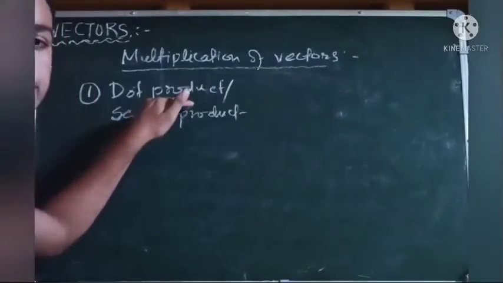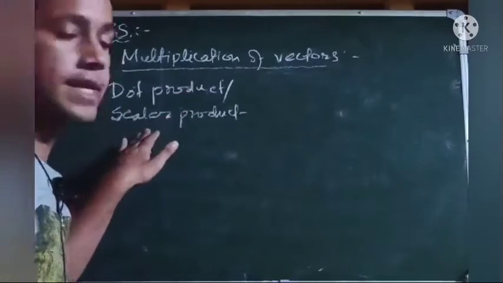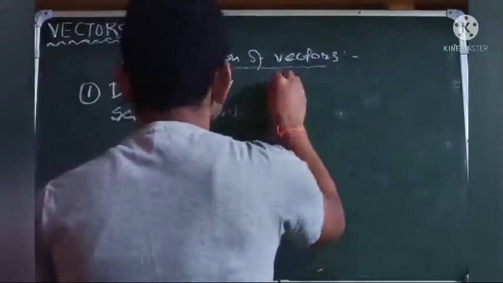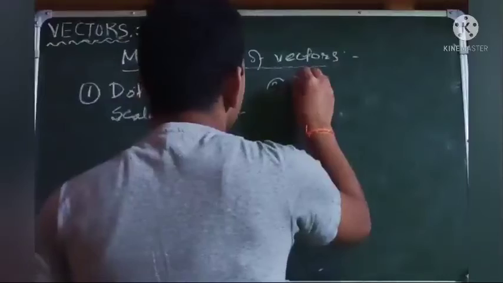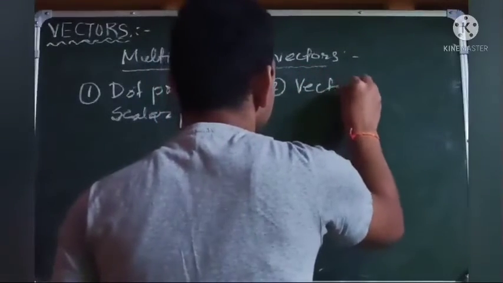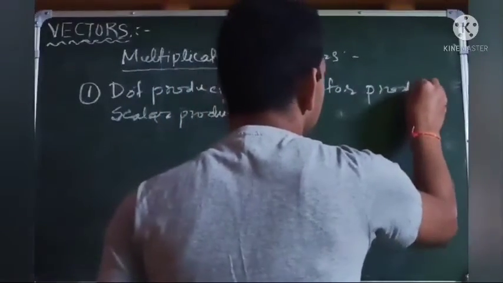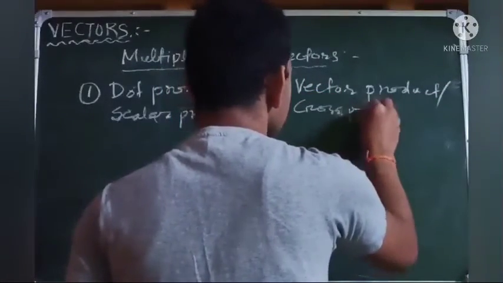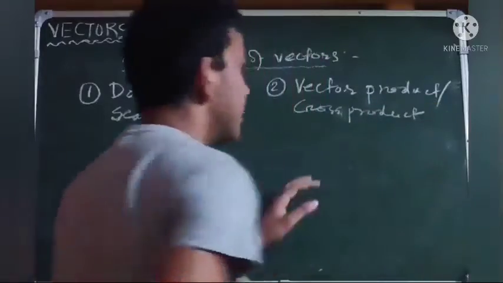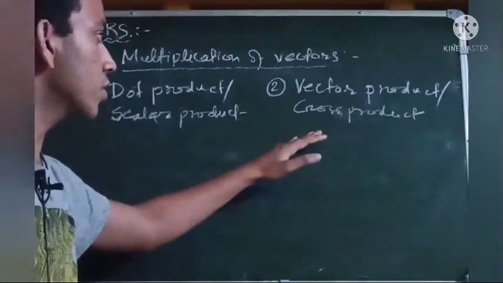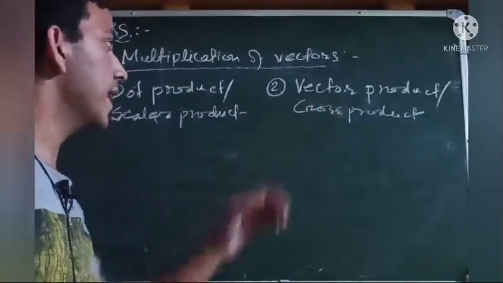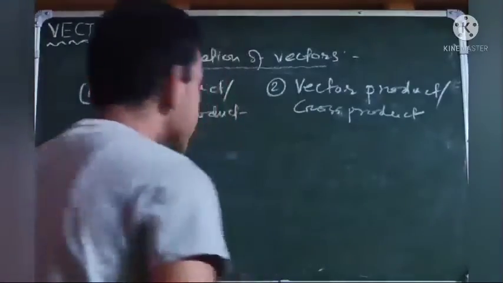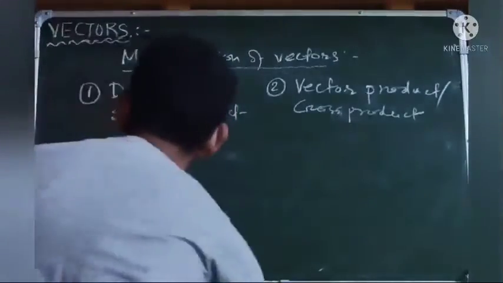In case of dot product, the result obtained is a scalar quantity, so that is why it is also named as a scalar product. And the second one is the vector product or cross product. As the name suggests, in case of cross product we are going to obtain the result as a vector quantity. That is why it is also named as a vector product. Let us start with the dot product.